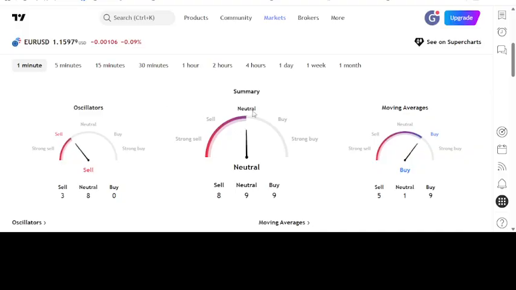Okay, the summary is neutral. Overall summary is neutral, so I'm going to pause. There's no discernible trend according to the indicator here. So we're going to wait till we see either a buy or a sell in the summary section here.